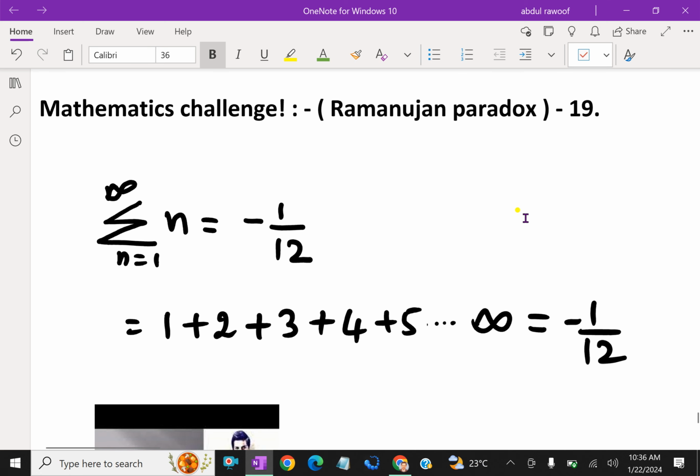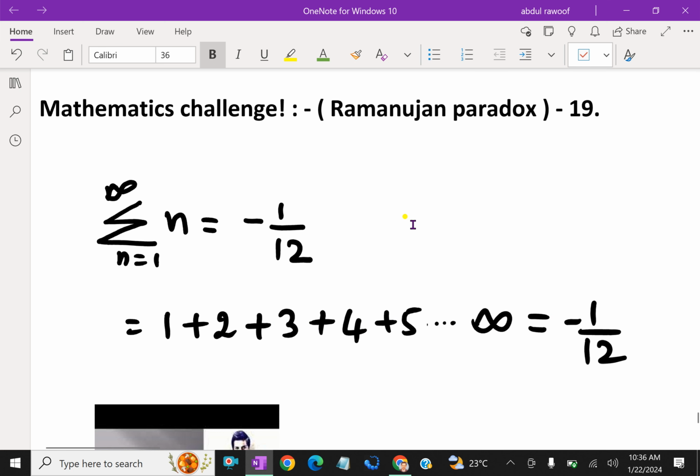A great mathematician, Srinivasa Ramanujan, had a solution for the sum of all natural numbers up to infinity and said that the sum of all natural numbers till infinity gives minus 1 over 12. It's a very strange and curious one.